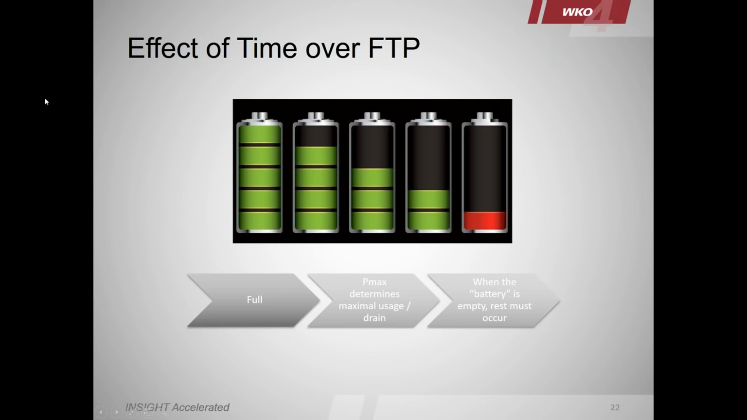The highest demand you can elicit is Pmax. So if you have 1,000 watts of Pmax, you're going to draw 1,000 joules a second. And that's the fastest burn rate you can burn your battery down. So the Pmax determines that maximal drain. If you're not going 1,000, if you're going 500 or something in between, the decline rate isn't as steep. But when that battery goes empty, you're empty.